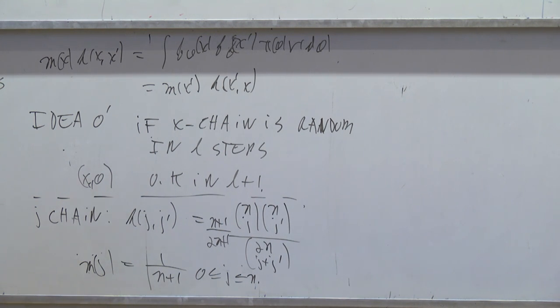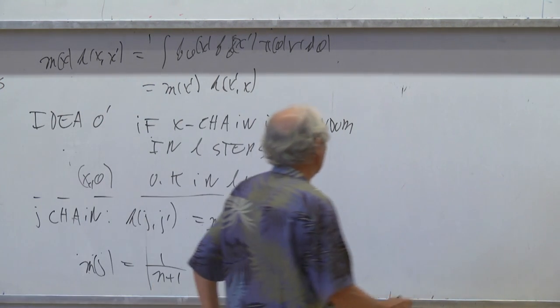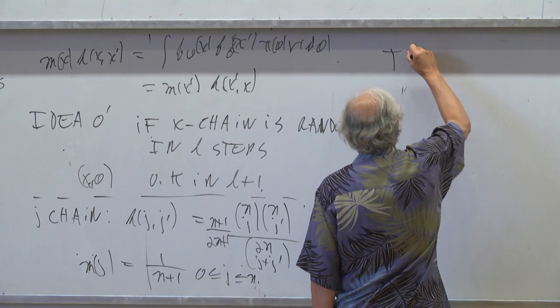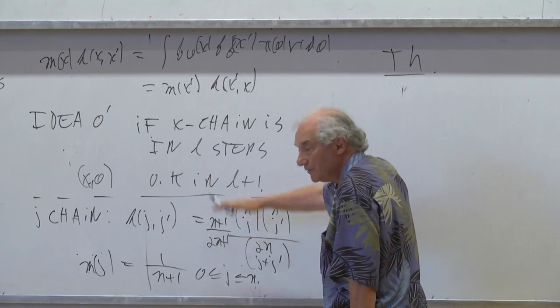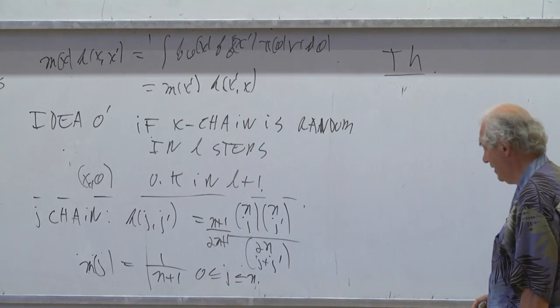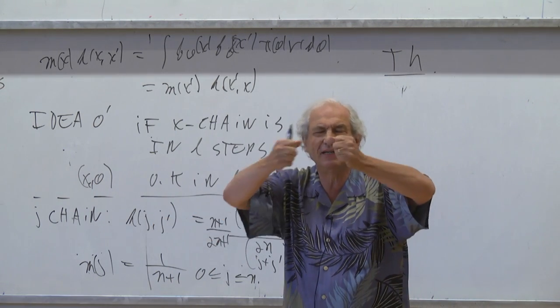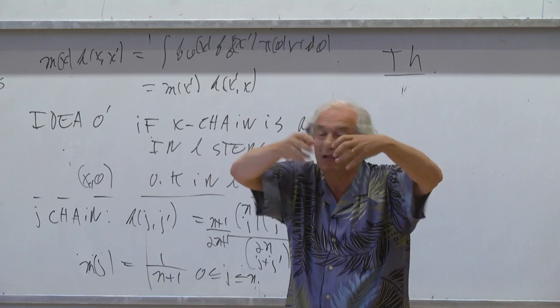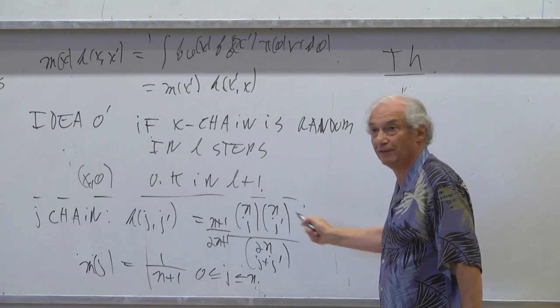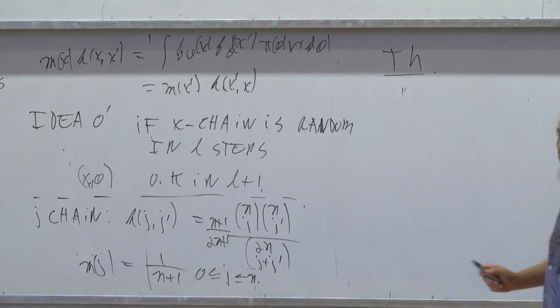So I needed to now analyze this chain, and I want to show you what a theorem in the subject looks like. So this is our theorem. This is so far for this J chain. Now notice this is a very vigorous chain. That is, from any place, it can go any place in one step. It's not a local type chain.